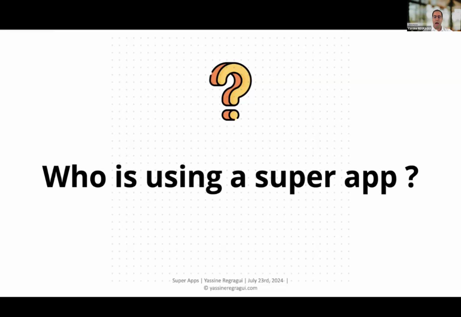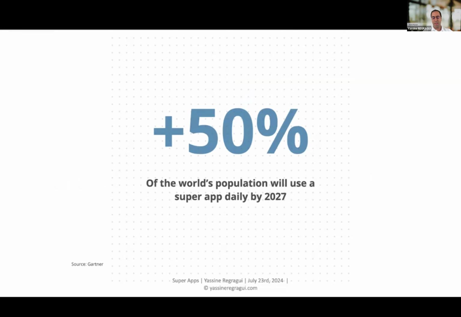So in order to define a super app, I simply used the technology that most of us have tried in the past months, which is ChatGPT. But before I give you the answer of ChatGPT, I would like to tell you that half, and even more than half, of the world's population will use a super app daily by 2027. And this is based on a research done by Gartner.